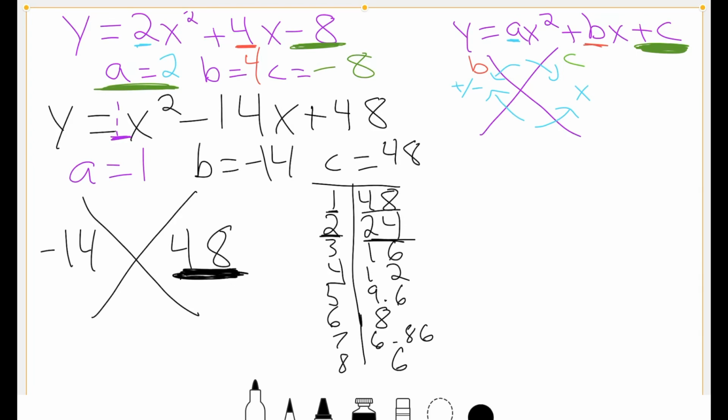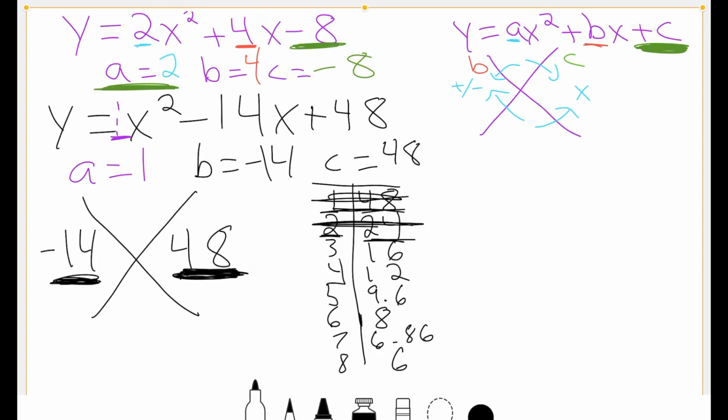So then we're going to look through this and say, okay, what can we add or subtract to get to 14? Can we add and subtract 1 and 48 to get to 14? Well, 48 plus 1 is 49. If we subtract it, it's 47. Not going to happen. 2 and 24. Can we add or subtract those two numbers to get 14? No.